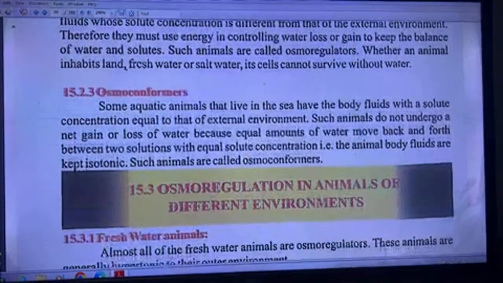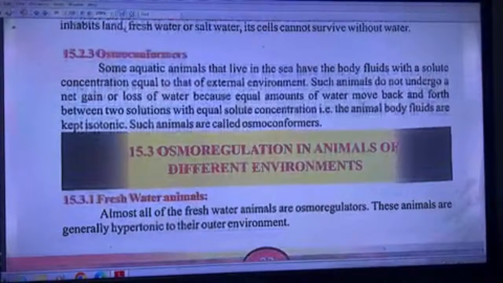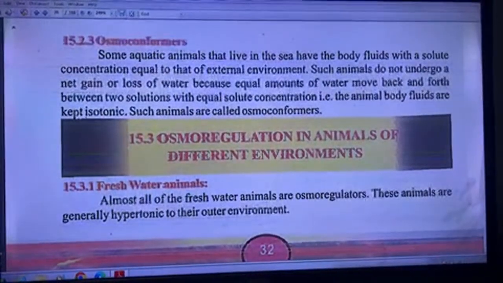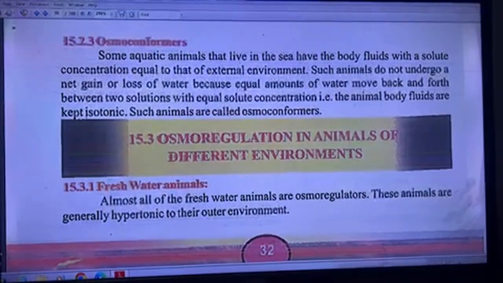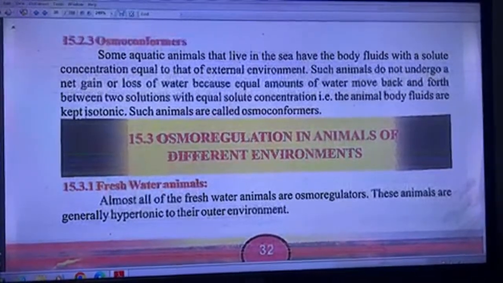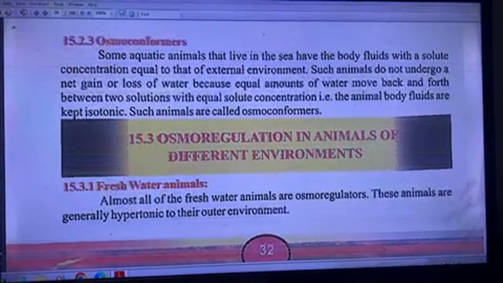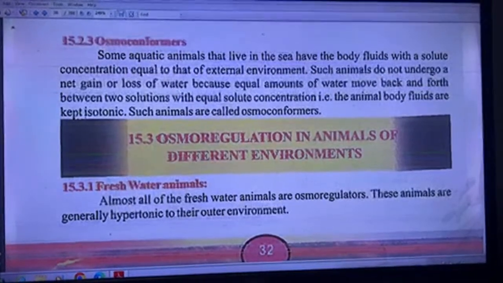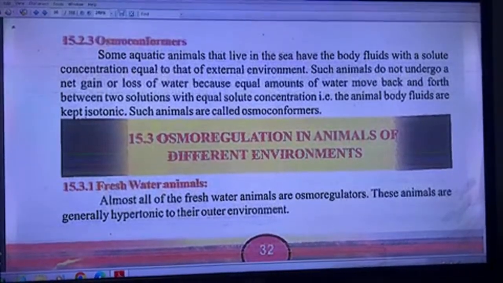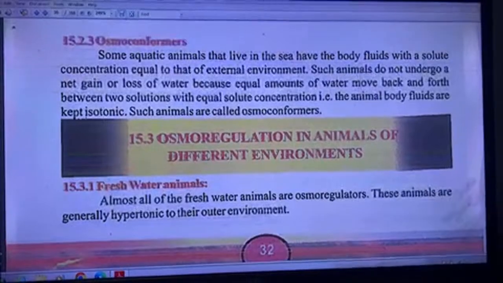Osmoconformers. Some aquatic animals that live in the sea have body fluids with a solute concentration equal to that of the external environment. Such animals do not undergo net gain or loss of water, because equal amounts of water move back and forth between two solutions with equal solute concentration. The animal's body fluids are kept isotonic. Such animals are called osmoconformers.